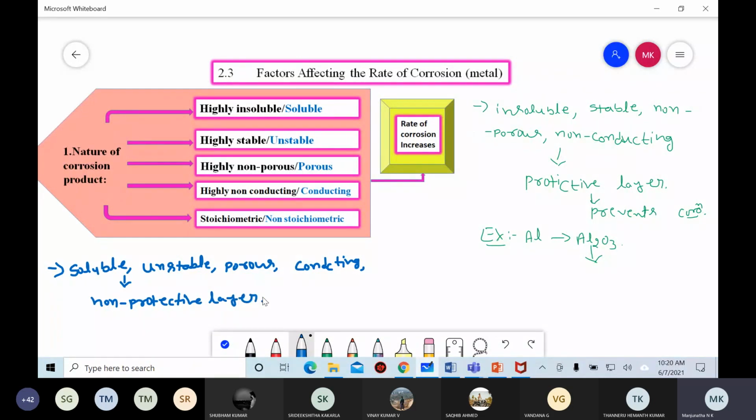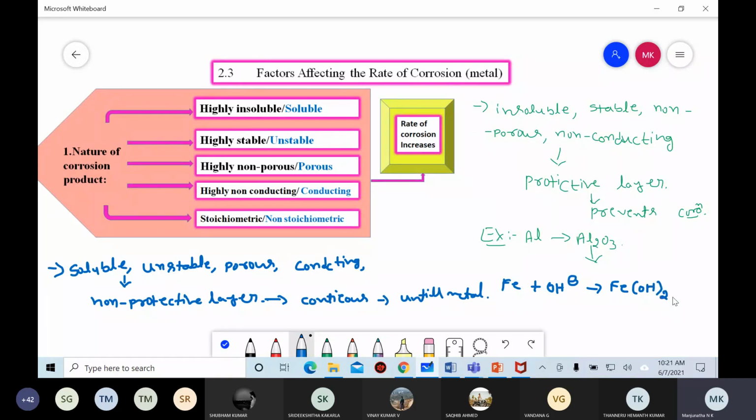Because of this non-protective nature, it continues the corrosion until the metal is destroyed. For example, take iron metal as an example. Once iron metal is exposed to the environment, it undergoes corrosion. Initially, there is a formation of an iron hydroxide layer. Correct now?